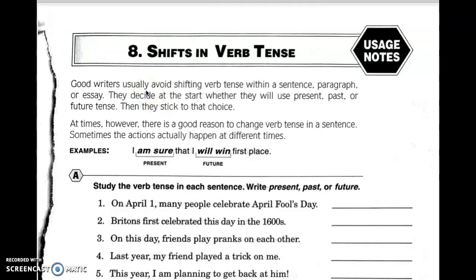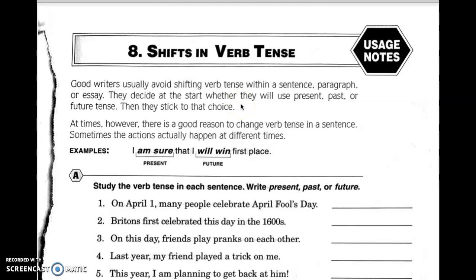Hi everybody, this video directions tutorial is on shifts in verb tense. Good writers usually avoid shifting verb tenses within a sentence, paragraph, or an essay. They decide at the start whether they will use present tense, past tense, or future tense, and they stick to that choice. That's what you do when you're deciding to write something.